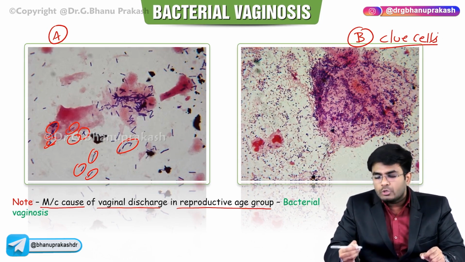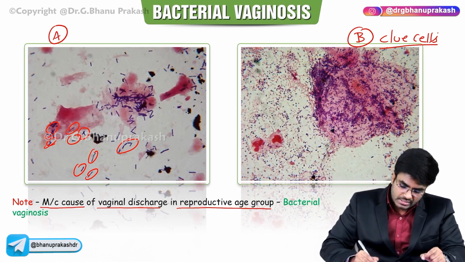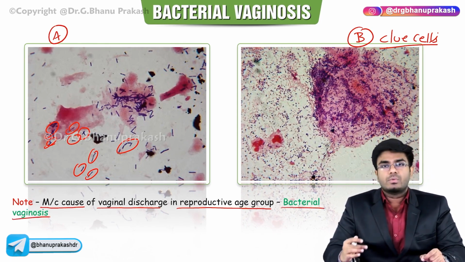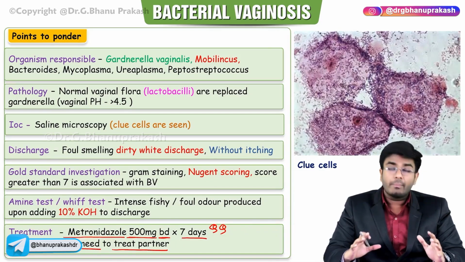Now also note that the most common cause of vaginal discharge in the reproductive age group is it because of Candidiasis, Trichomoniasis or bacterial vaginosis? The answer is bacterial vaginosis. Now we have completed the topic of bacterial vaginosis.